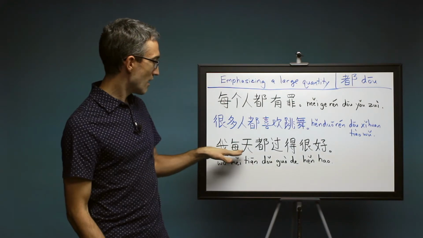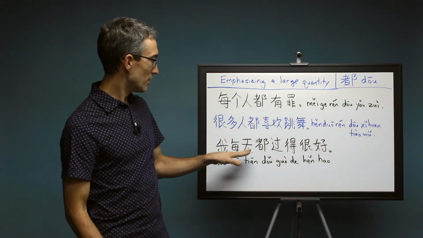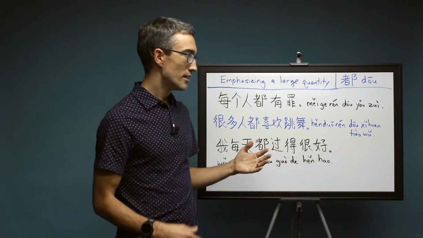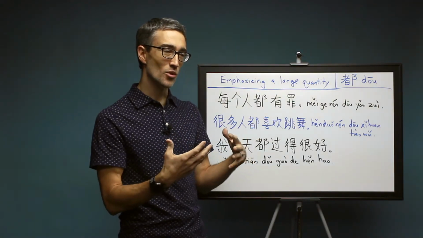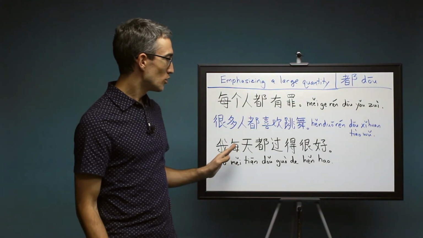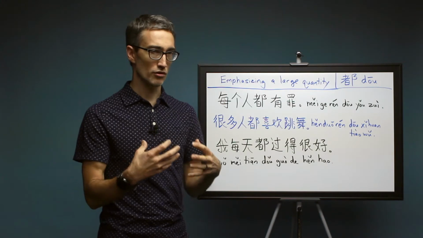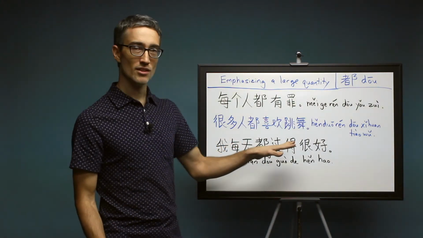我每天, I every day, 都, so I every day, all. 我每天都过得很好. 过 here means to pass or to spend days, it kind of is like be. So the sentence means, I'm doing well every day. But if you translate it super directly, it's something like, every day I pass well.